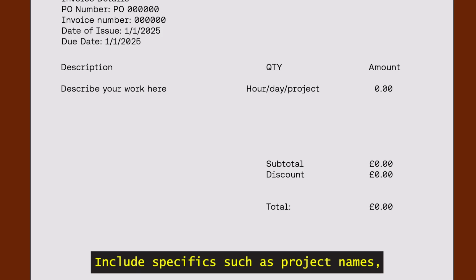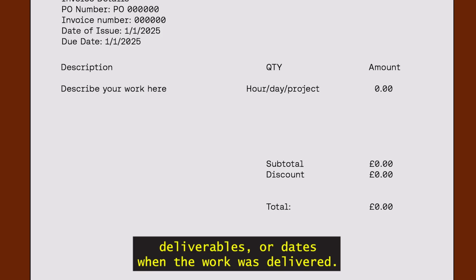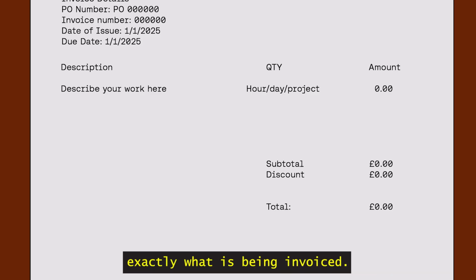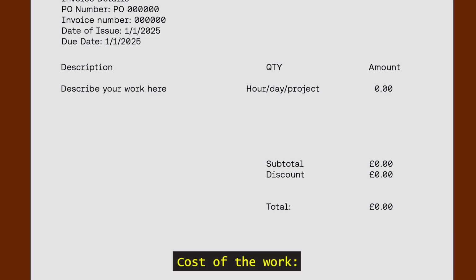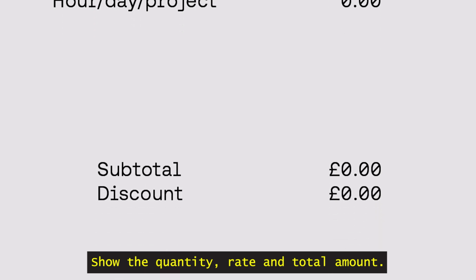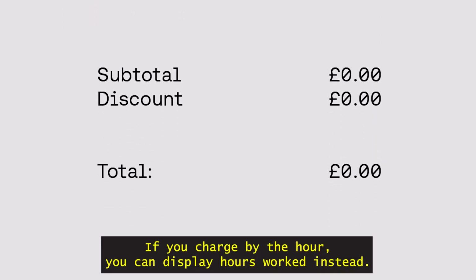Description. List the work you've completed in detail. Include specifics such as project names, deliverables, or dates when the work was delivered. The more detail you provide, the easier it is for a client to understand exactly what is being invoiced. Cost of the work. Show the quantity, rate, and total amount. If you charge by the hour, you can display hours worked instead.